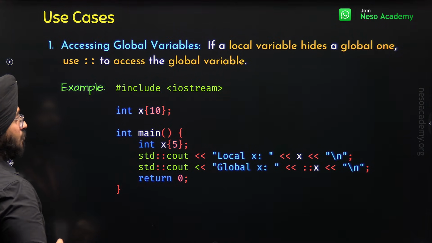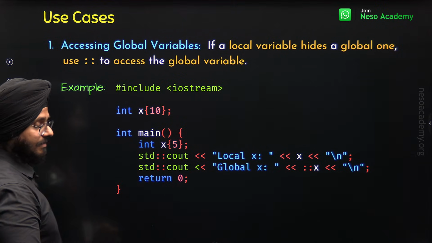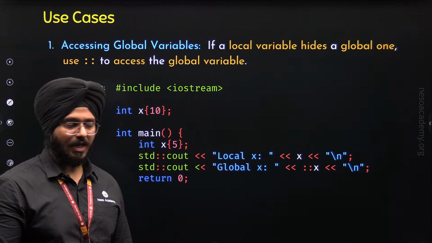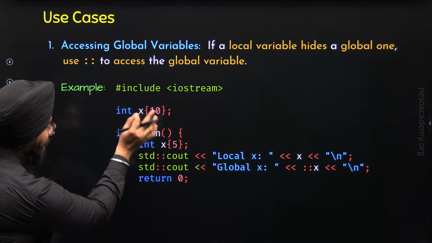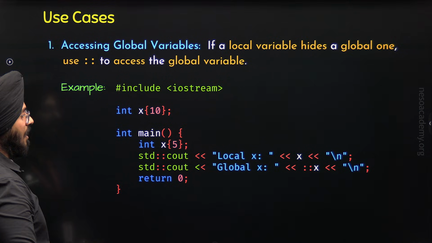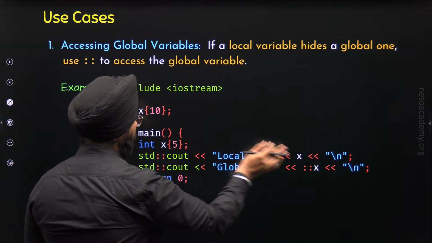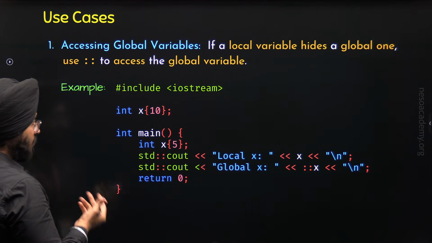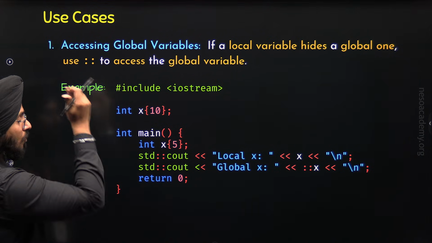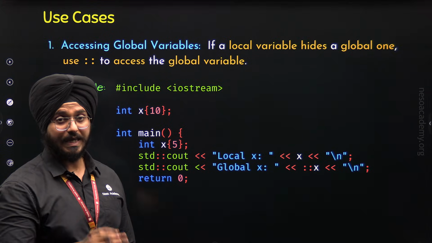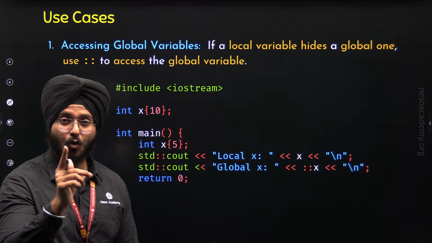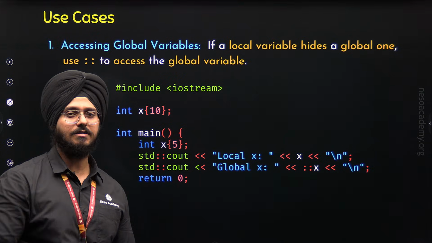Now let's say we want to access this global variable x. Then how do we access this variable? We know that this local variable is hiding this global variable. Whenever we specify x, the local variable wins over the global variable. Now the question is, how do we access this global variable? We can access this global variable with the help of the scope resolution operator.